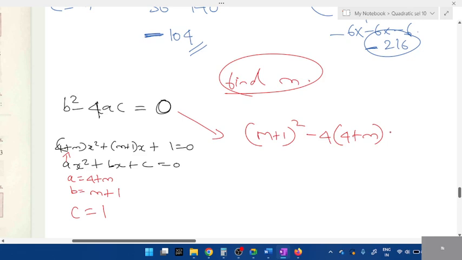4 plus m into 1 is equal to 0. Solve this equation, you will get m value. If you use a plus b the whole square, m square plus 1 plus 2m minus 4 4s are 16, minus into plus is minus 4m is equal to 0.